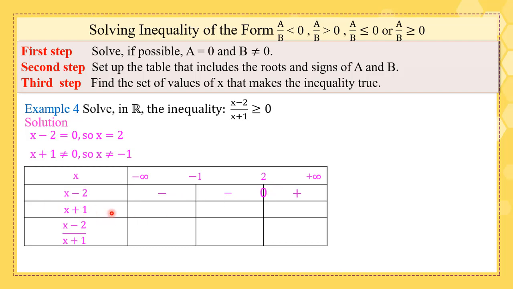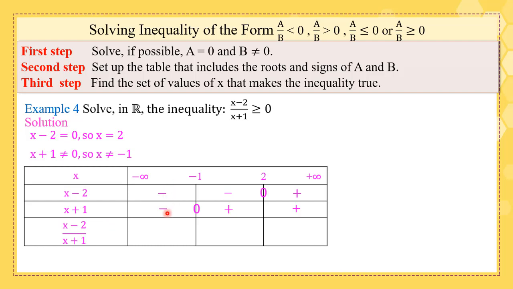x plus 1 equals 0 at x equal minus 1. Before the root, opposite sign of a, and a is equal to 1, so opposite sign of a is negative. And after the root, the same sign of a, so we have positive sign. Now, for the sign of the quotient, we multiply the signs in the table.